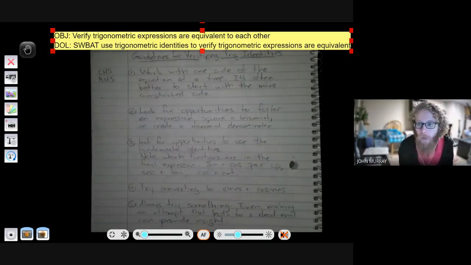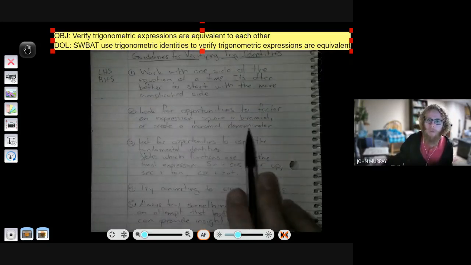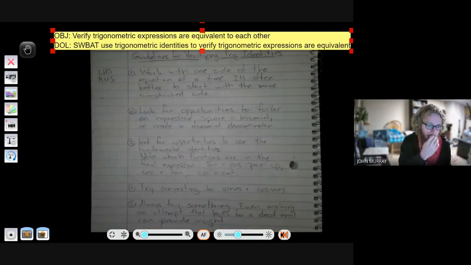Your second step, look for opportunities to factor an expression, right? Remember, with our Pythagorean identities, we may be able to factor something out or factor a common term out. Look to square a binomial. We did an example of that yesterday. Also known as rationalizing, I'll show you a quick example before we practice. Or create a monomial denominator. That was, again, the same thing where we rationalized. We changed the denominator to be a little cleaner, a little nicer looking.